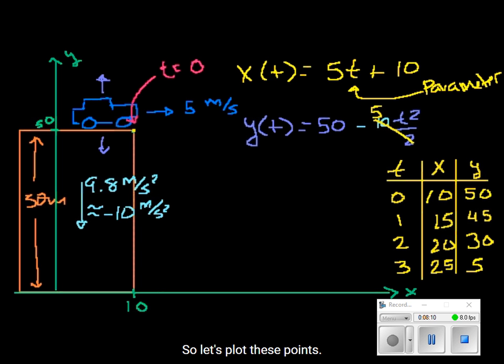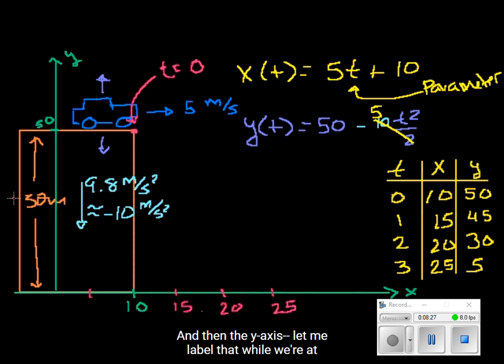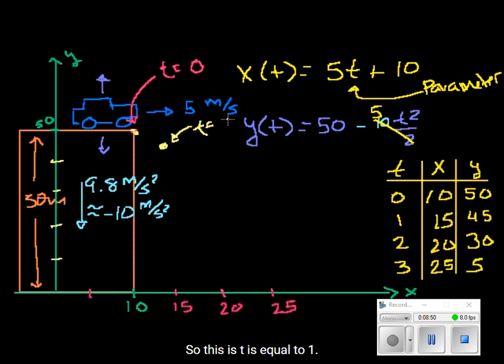So let's plot these points. t equal to 0, that's what we got right there. And t equal to 1, where x is equal to 15. Let's put this as 5, 10, 15, 20, 25. And then the y-axis, roughly 10, 20, 30, 40, 50. So at t equal to 0, we're at 10, 50. That's that point right there. And at t equal to 1, we're at 15, 45. So x is 15, y is 45. Let's just write it up there. So this is t equal to 1.